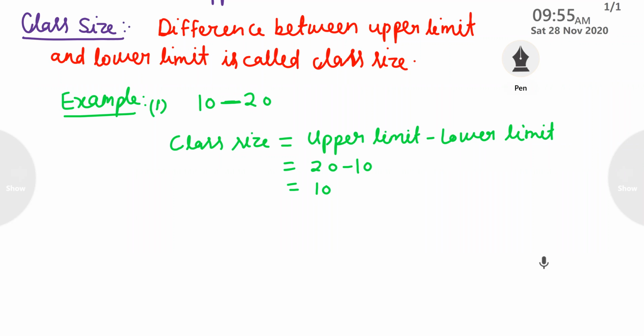First example done. Second example I am writing here 30 to 35. I want to find out class size. Class size is equal to 35 minus 30, upper limit minus lower limit, is equal to 5.